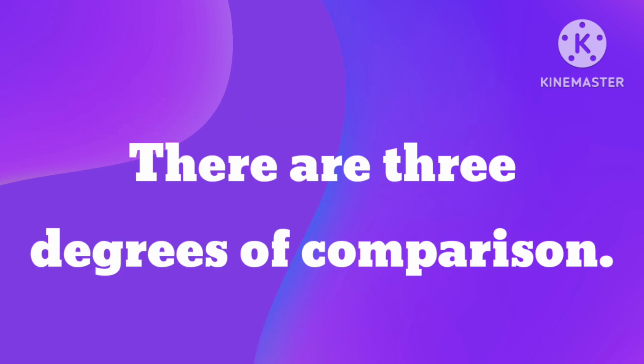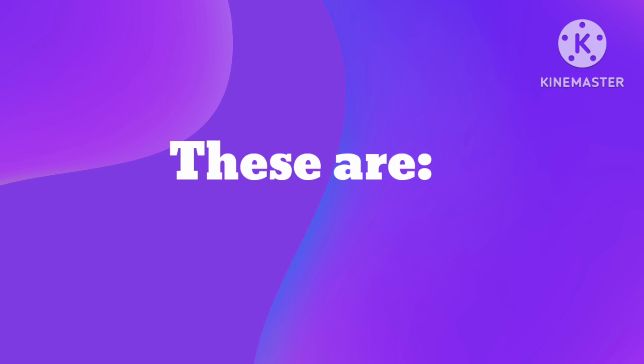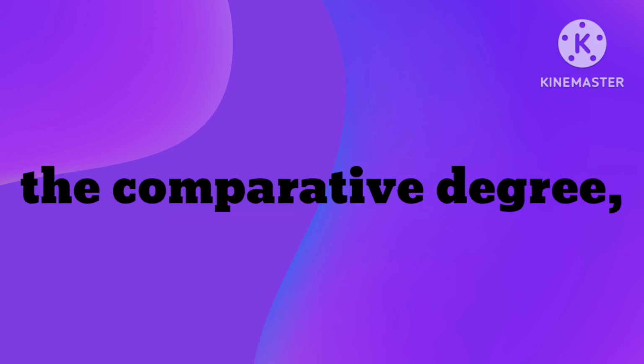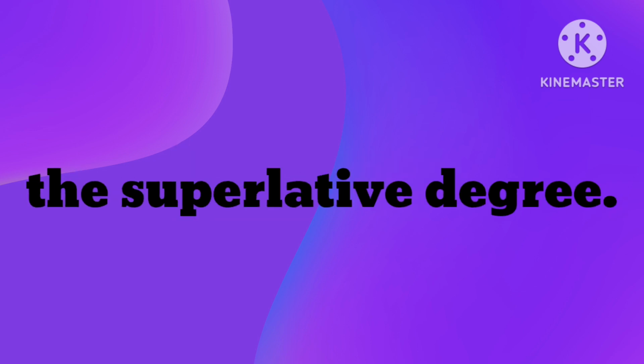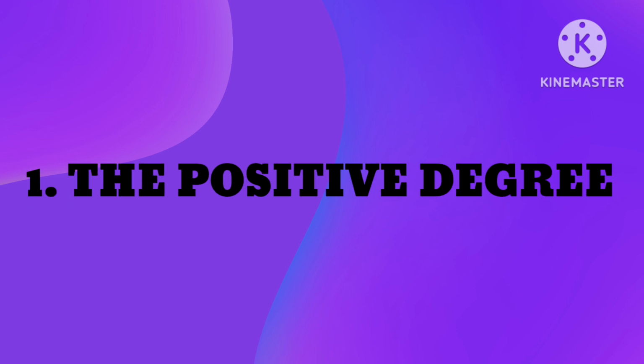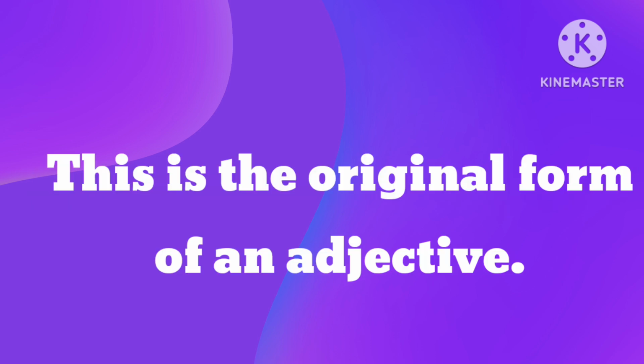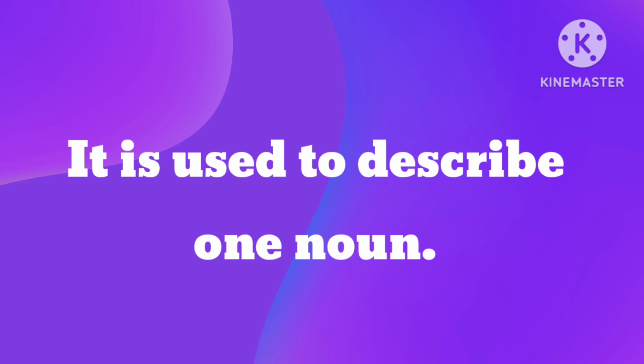There are 3 degrees of comparison. These are the positive degree, the comparative degree, the superlative degree. 1. The positive degree. This is the original form of an adjective. It is used to describe one noun.